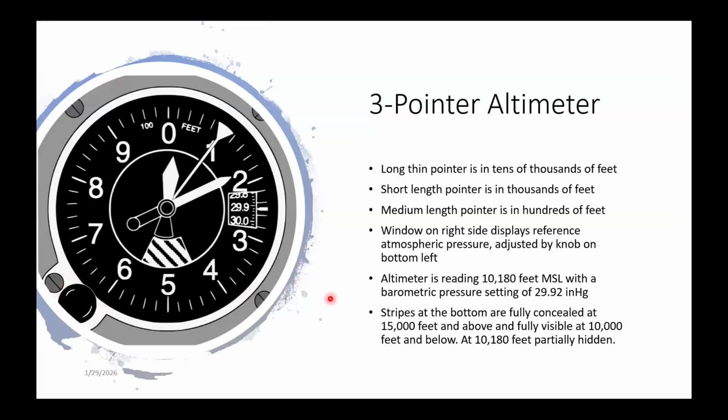So this altimeter is reading 10,180 feet with the barometric pressure set at 2992. On this particular design, the stripes down here are fully concealed once you get up past 15,000 feet. So it helps to disambiguate. It helps get rid of the ambiguity of the display. If those bars are all gone, then you're above 15,000 feet. So right now you can see that it is partially hidden.